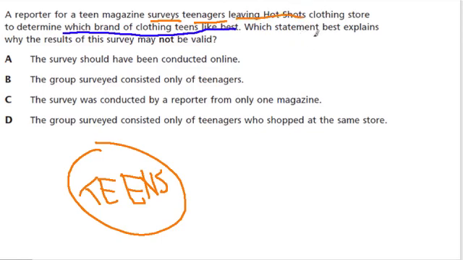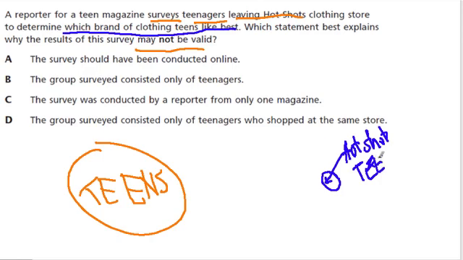So which statement best explains why this survey probably is not valid? In other words, how come if they surveyed just this small group of students in the world, leaving this one particular store, the Hot Shots teens, why is it not valid? Why does this small group not represent everybody? Because that's the goal of a survey, to take a small group, survey them, and say, well, that's a good estimation of what everyone will like.